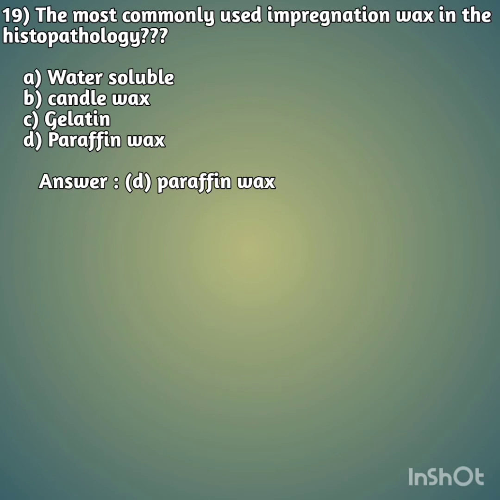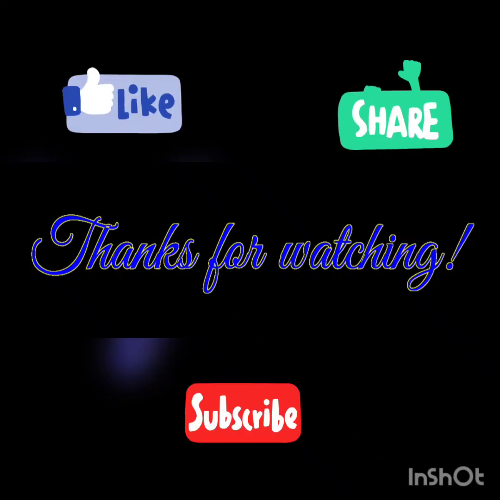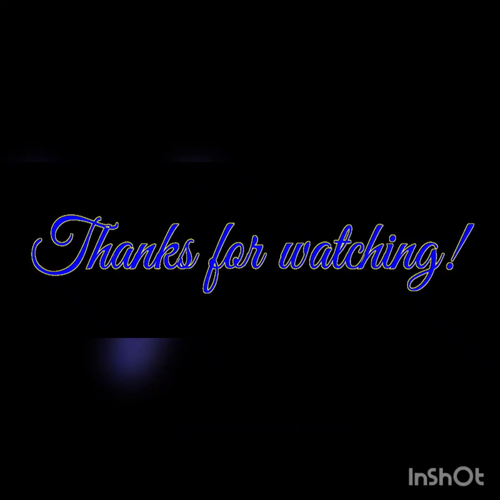So our last question but not the least is 20th question. In histopathological lab, the samples in which cells or tissues are removed from a patient and examined are called as. So option A autopsy samples, option B surgical samples, option C biopsy samples, and option D endoscopy samples. So the answer is option C biopsy samples. Okay friends, so these are the most important and the basic 20 histopathological questions.